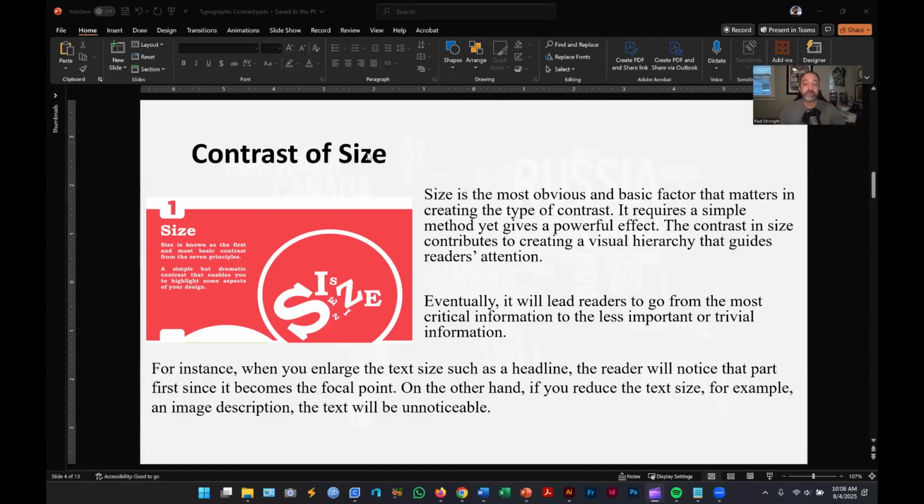On the other hand, if we reduce the text size, for example, an image description or caption, the text will be unnoticeable. So if we look at what we have here, because this actually is how hierarchy works, we have contrast of size. This is the title of the slide, and then I have information here for you. Then down here, size is known to be the first and most basic, okay, it's the same thing I just put over here, but it's really simple. So looking at this example, we see the word size, and then we see the word size. So size does matter because you can actually direct individuals based on the size of the text, and you can direct them in the flow of information.